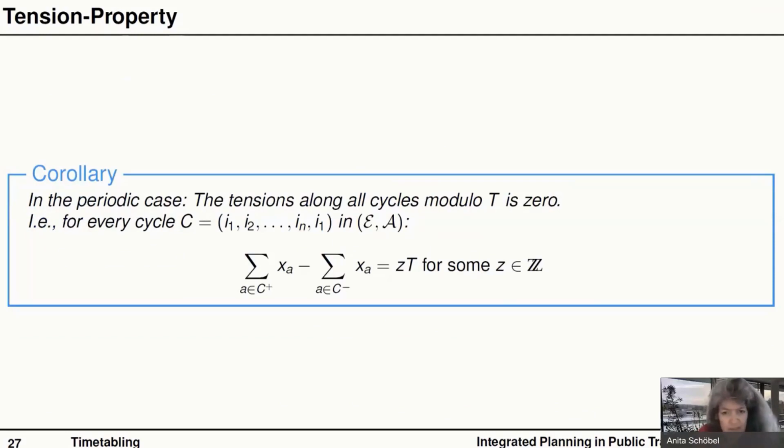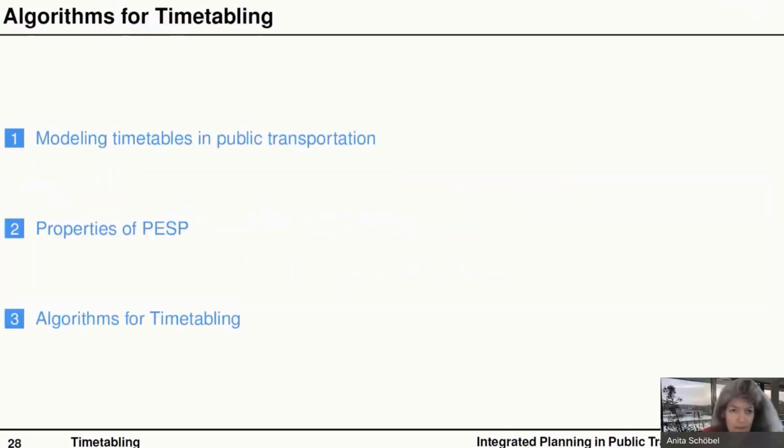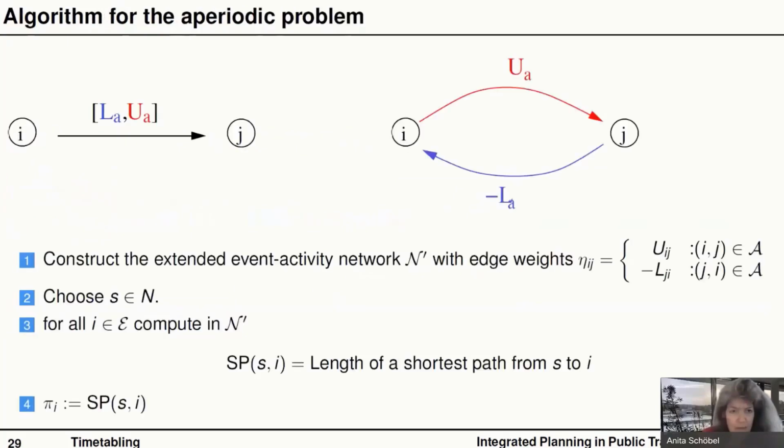So if our period is 60, then the tension along the cycle, again by adding up the forward tensions and subtracting the backward tensions, is either 0 or 60 or 120 or minus 60. But always if it is an integer multiple of the period, then we know that this is always true. So for every cycle, we get that the sum of the tension is an integer multiple of the period. So this was the important property that helps us understanding algorithms.